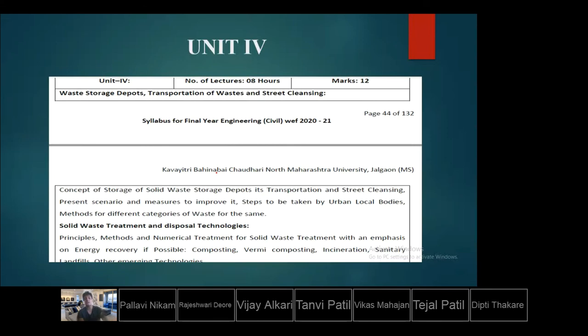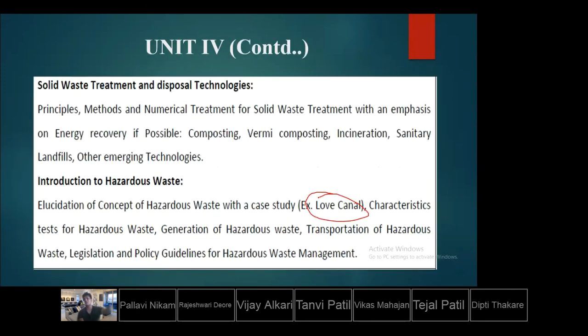Next is solid waste treatment and disposal technologies, and hazardous waste. What are hazardous wastes? We will see a case study, and the most prominent one is Love Canal. Love Canal is a case study of hazardous waste, and I will show you a video of that. It was a very tragic incident that happened long back. Then characteristics or tests of hazardous waste, generation, transportation, and legislation will be studied in hazardous waste.